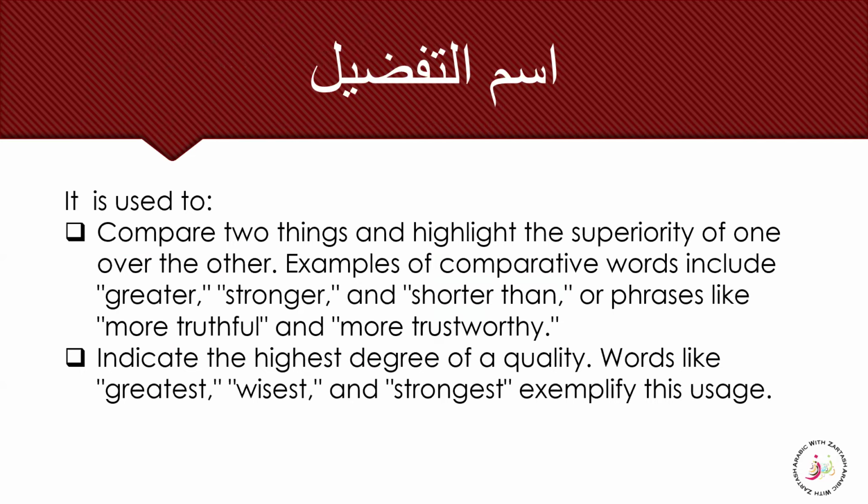It is used to compare two things and highlight the superiority of one over the other. A comparative word is a word used to compare two nouns. Examples of comparative words we have seen in English: greater, stronger, or shorter than, or phrases like more truthful, more trustworthy, more beautiful. So we have already learned ism tafdeel in English. Now today, inshallah, we will see how these patterns are formed in the Arabic language.